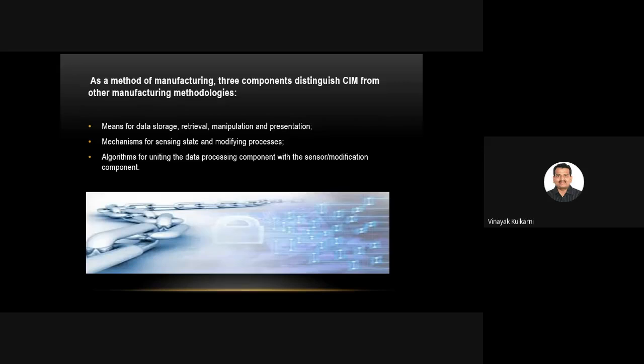Third, algorithms for uniting the data processing component with the sensor or modification of the component. If I have to modify a component, I can do it easily through the design department with the help of software. If it was a manual system, then I had to again reshape all the drawings, show them to 10, 15 people. They will give me inputs, then go to the production department. Again, they are going to make some design changes. So it will take a lot of time. But with the help of these integrations, we can do all these things in a few minutes or few seconds also.